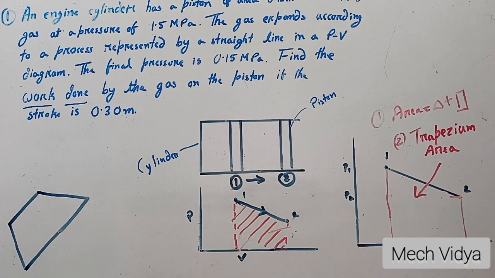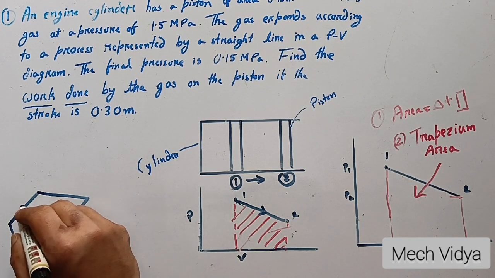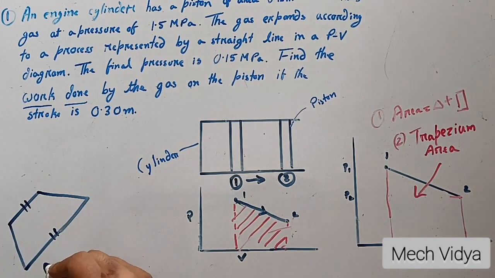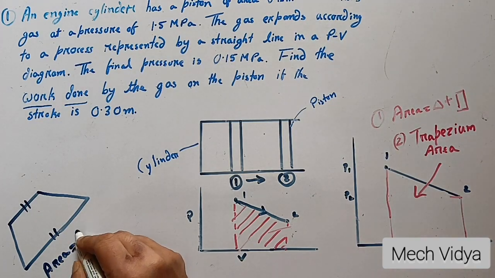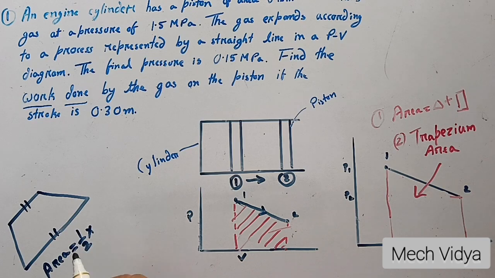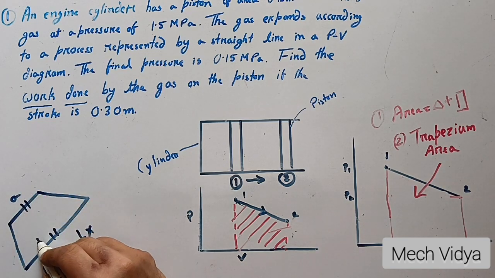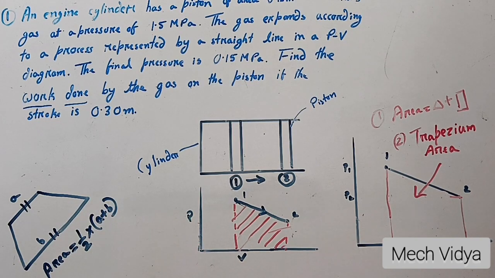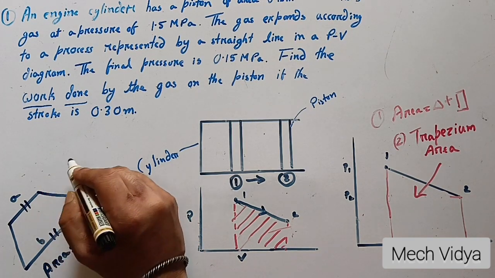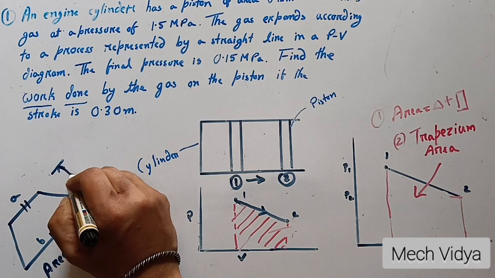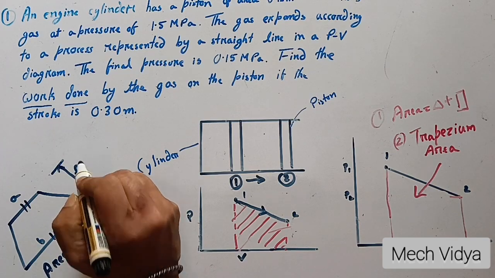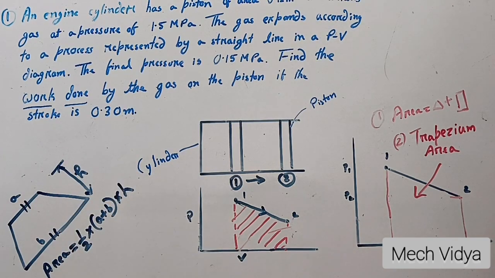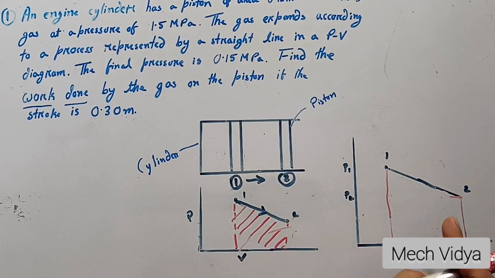Just for the sake of revision, if you have forgotten the formula of a trapezium, suppose I am drawing a trapezium here. It has two parallel sides, suppose A and B. These are the parallel sides. Now I have to find out the area. So it is half into the sum of the two parallel sides, A plus B, into the distance between the two parallel sides. Let it be H or L, whatever you like.